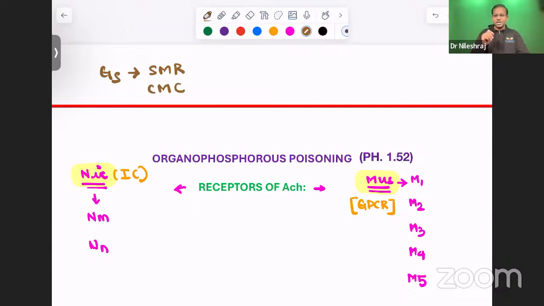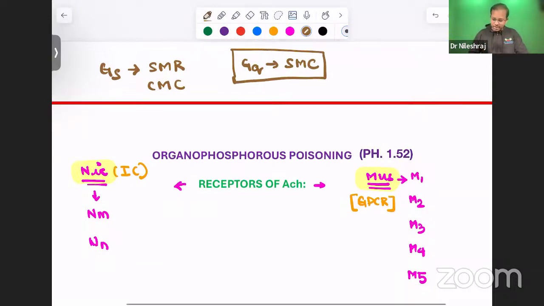Smooth muscle relaxation and cardiac muscle contraction, which means just consider if this GS receptor is there on the vascular smooth muscles, it will be producing vasodilatation. And if it is there on the cardiac muscles, it will be producing cardiac muscle contraction. On the contrary, GQ receptors will be producing smooth muscle contraction. Here, for understanding about muscarinic receptors, it's more than enough to know about GQ receptors.